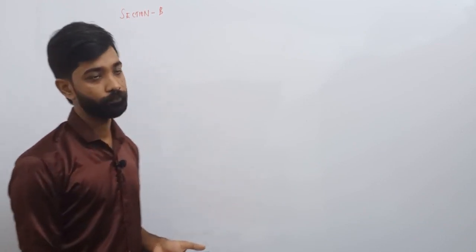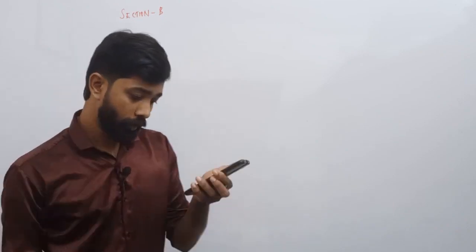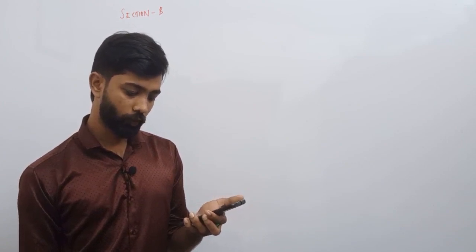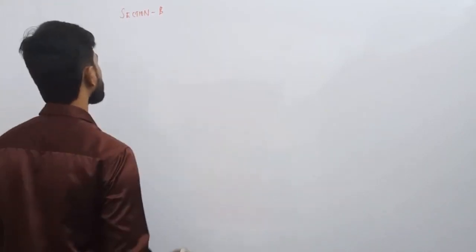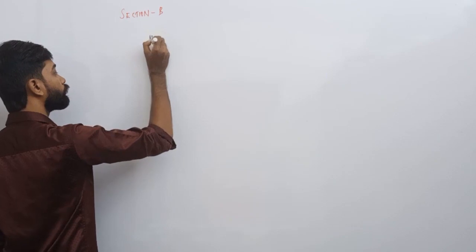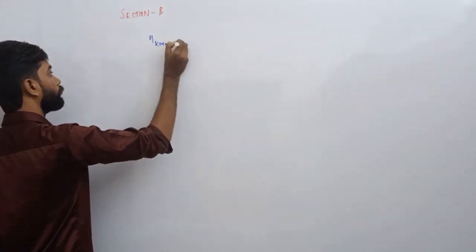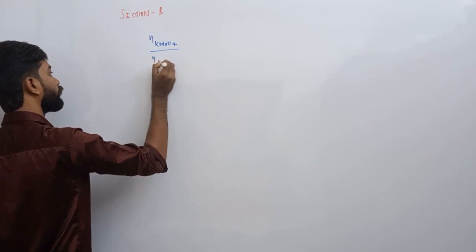The ratio of number of moles of KMnO4 and K2Cr2O7 required to oxidize 0.1 mole of Sn2+ to Sn4+ in acidic medium. So what you are asked to find is the ratio of the number of moles of KMnO4 to the number of moles of K2Cr2O7.